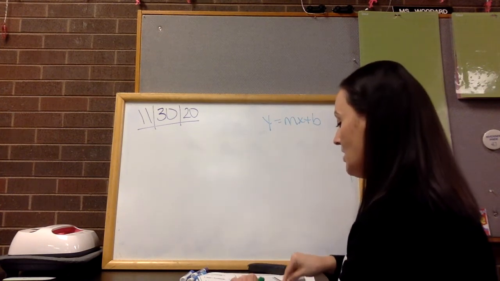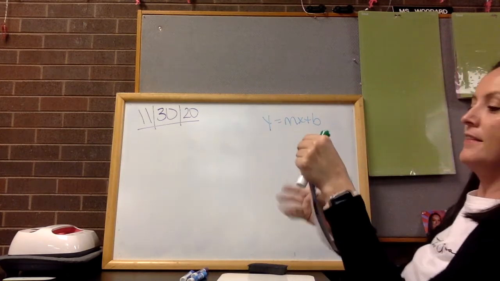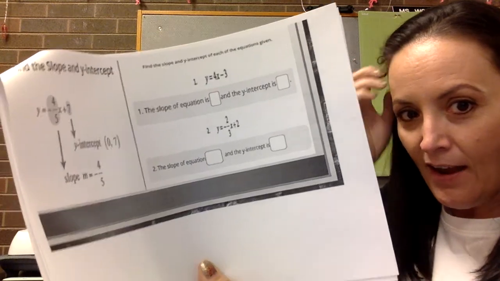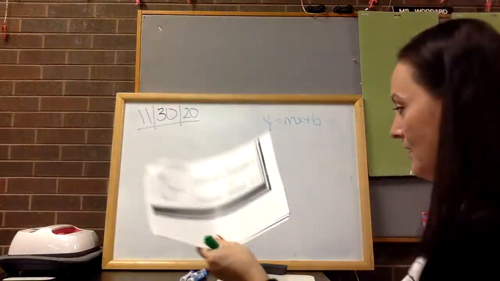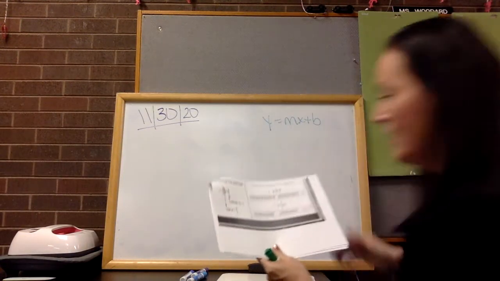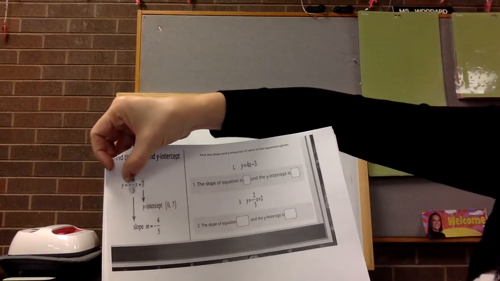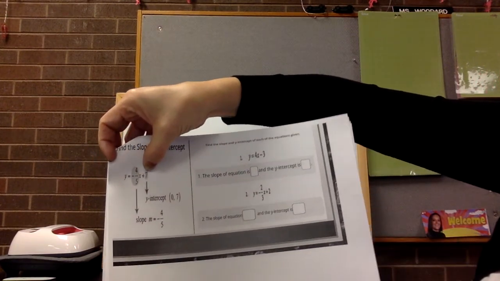Okay, so that's number 10. Ready, guys? Find the slope and the y-intercept. This time I'm going to give you equations, and I want you to find the slope and the y-intercept. So look at this first one. This first one says y equals negative 4/5 x plus 7.